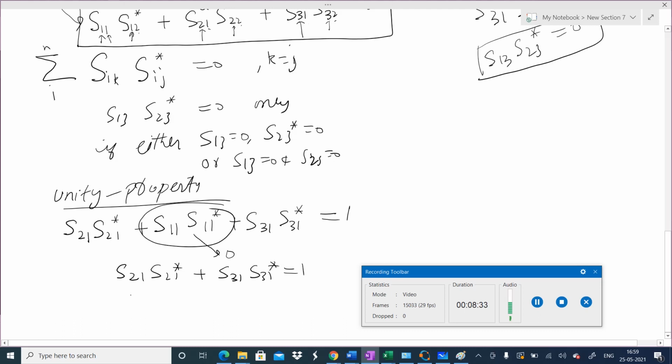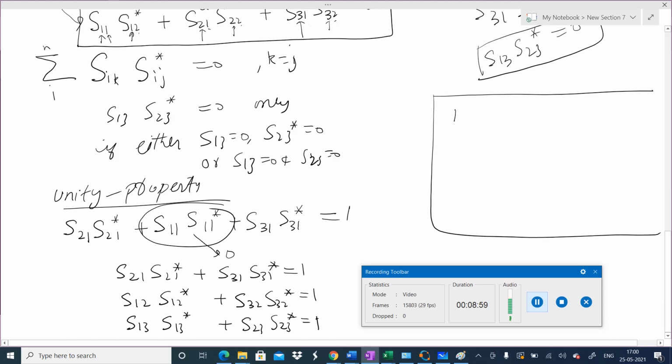Similarly, if you select another row, |S12|² plus |S32|² is 1, and |S13|² plus |S23|² is 1. I am using property 2. If you recall, property 2 of symmetric matrices is the summation over i from 1 to n of Sij Sij conjugate is 1. This we have done in the previous lecture.